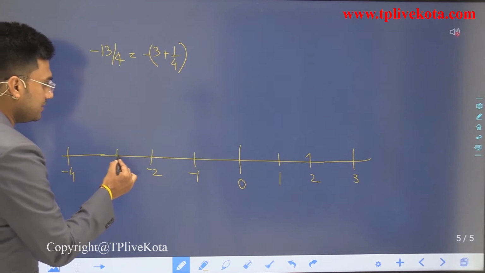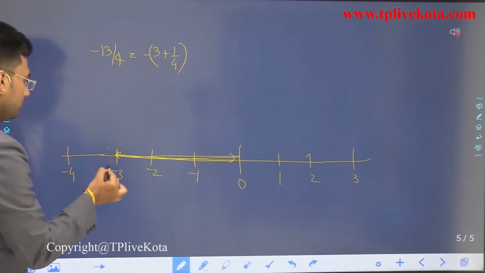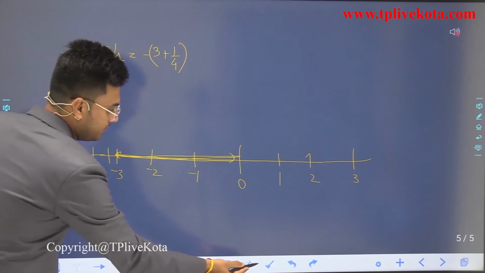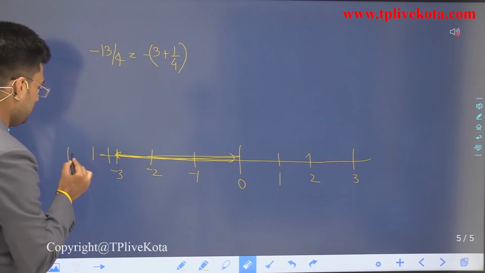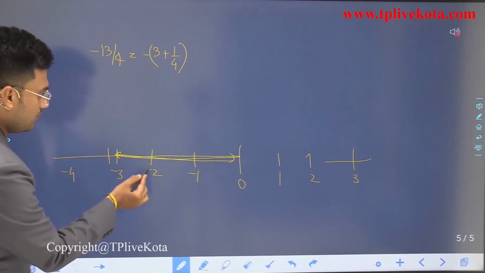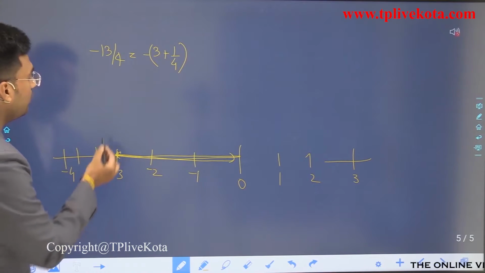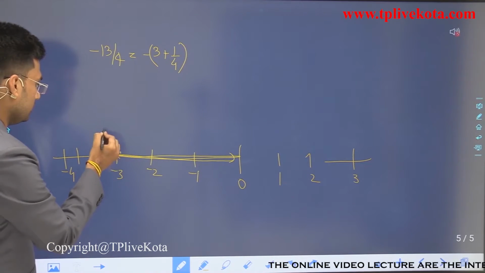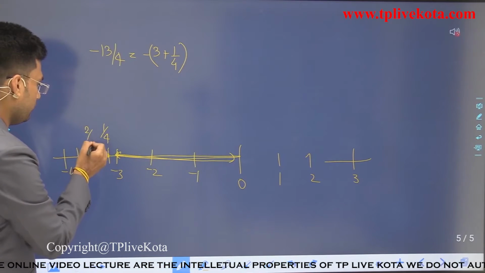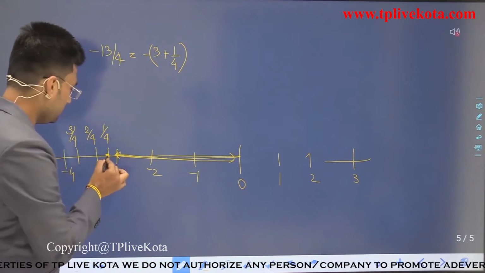So this distance is 3, minus 3, and we divide it into 1, 2, 3 and 4. This is 1, 2, 3 and 4. We have to use 1 by 4. So this is the 1 by 4, 2 by 4, 3 by 4. We have to use only 1 by 4 itself.